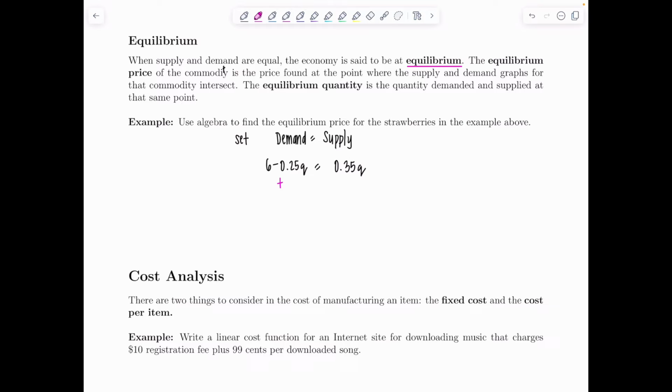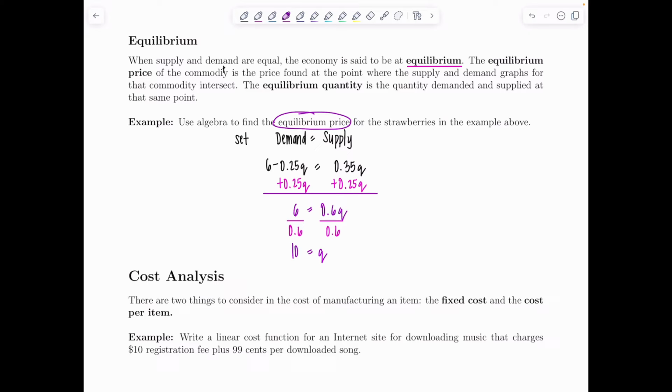So what do I do? First, I'm going to add 0.25 Q to both sides, and then I have 6 equals 0.6 Q. Divide by 0.6. 6 divided by 0.6, that's just 10. So 10 equals Q. And did we answer the question? No, they want the equilibrium price.